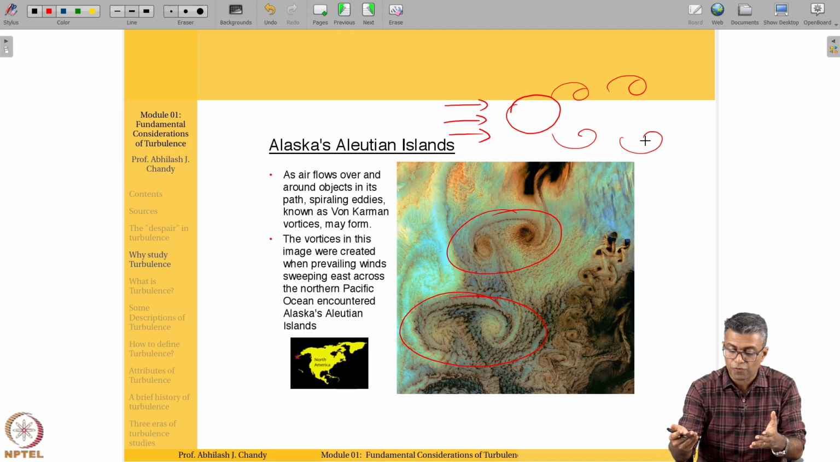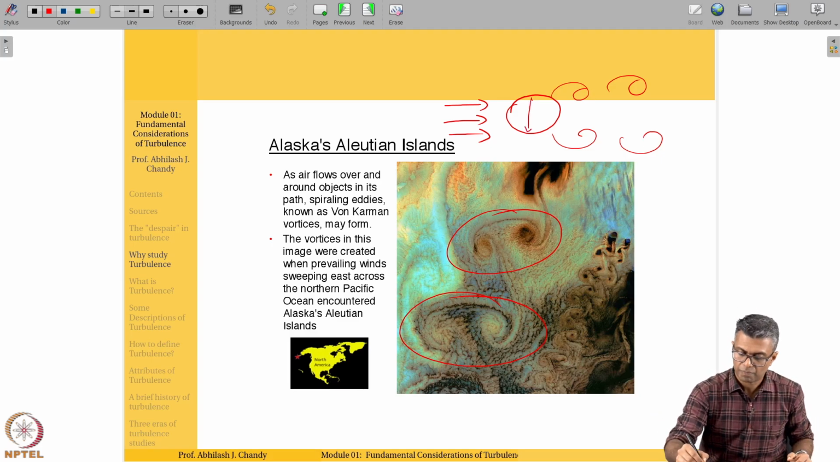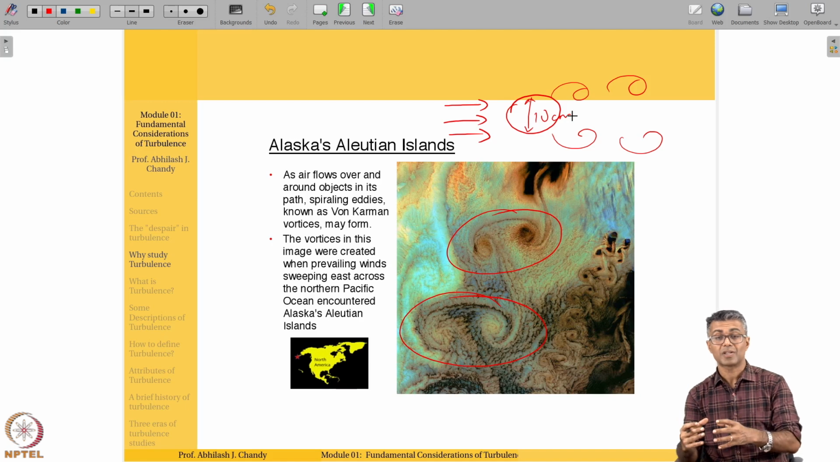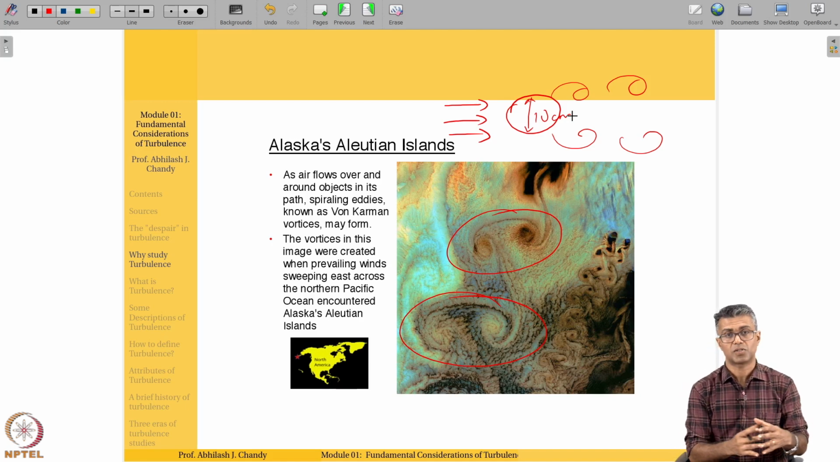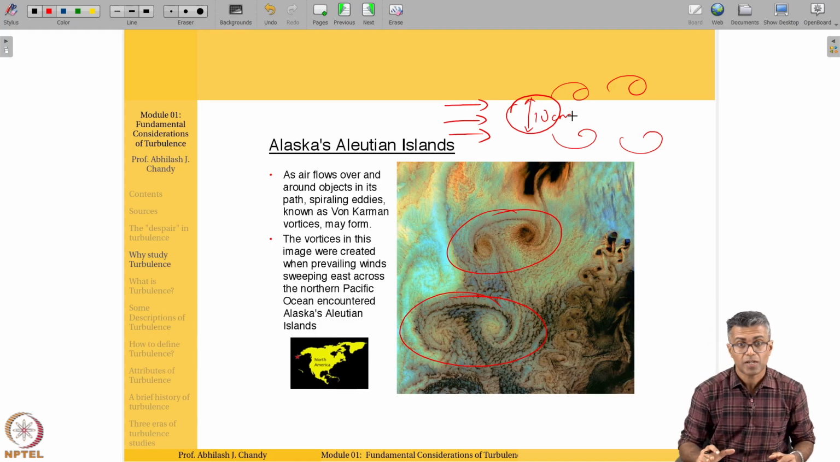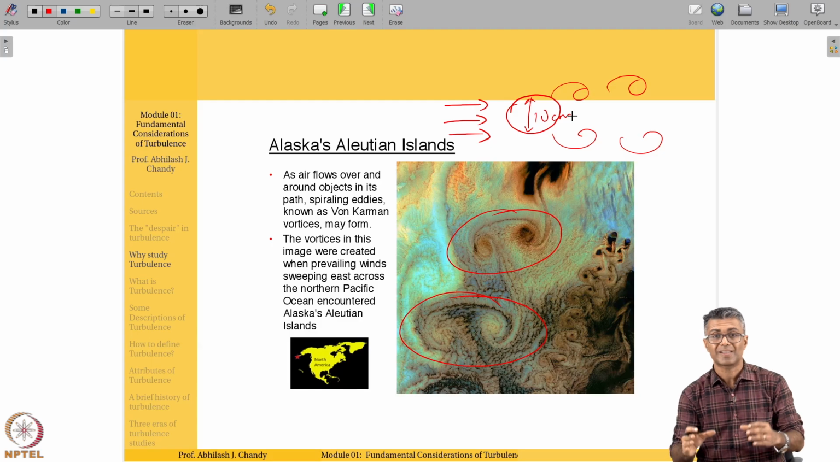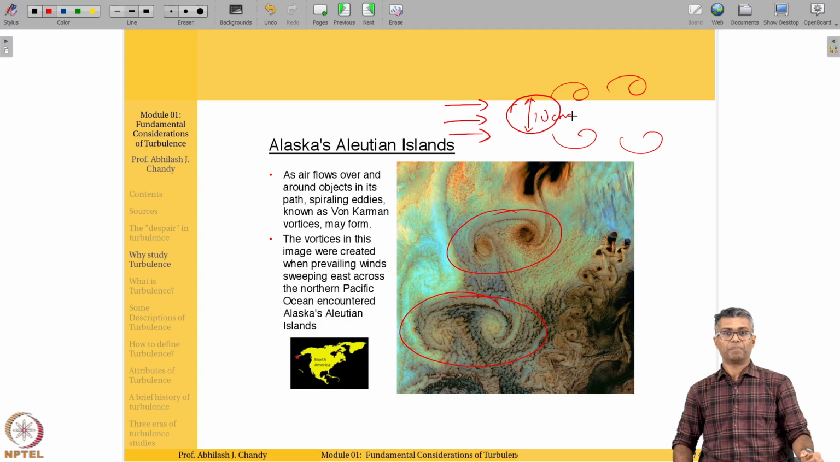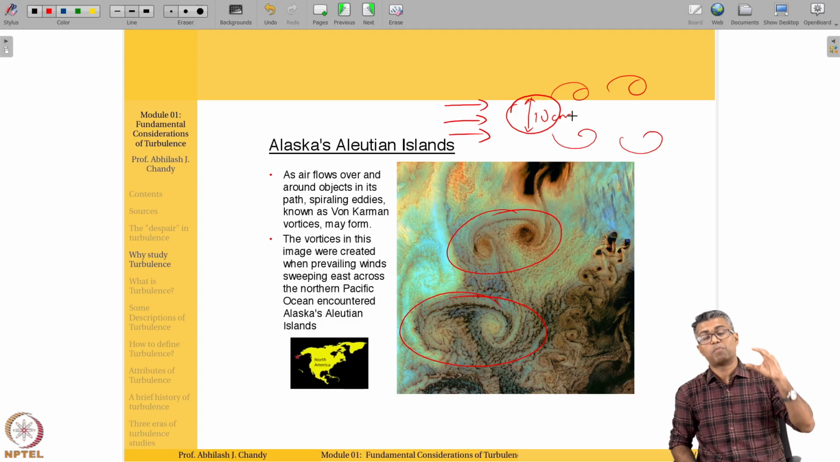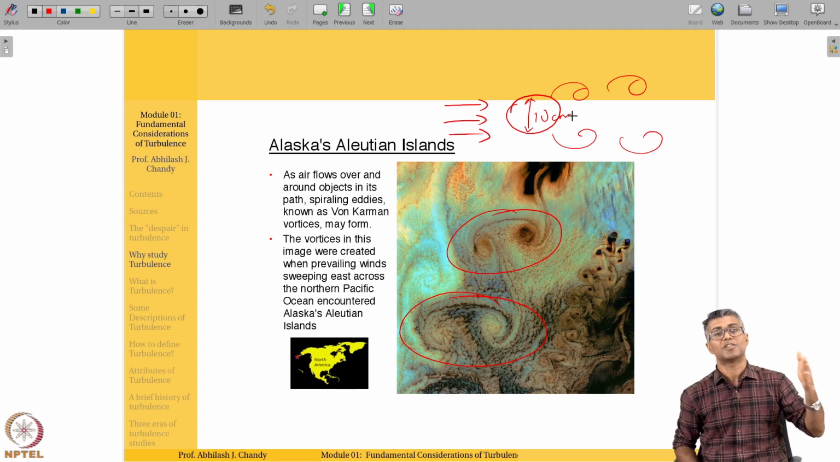If you think about it, the cylinder in a typical lab experiment could be, say, 10 centimeter or even lesser, 5 centimeter. But you will see von Karman vortices that are of the order of that size, of the order of 10 centimeter. Here in the Alaskan islands, you will see von Karman vortices that are of the order of the size of the island. So the island acts as a bluff body, just like the cylinder in the picture that I have drawn acts as a bluff body to the flow. Bluff body means an obstruction to the flow.